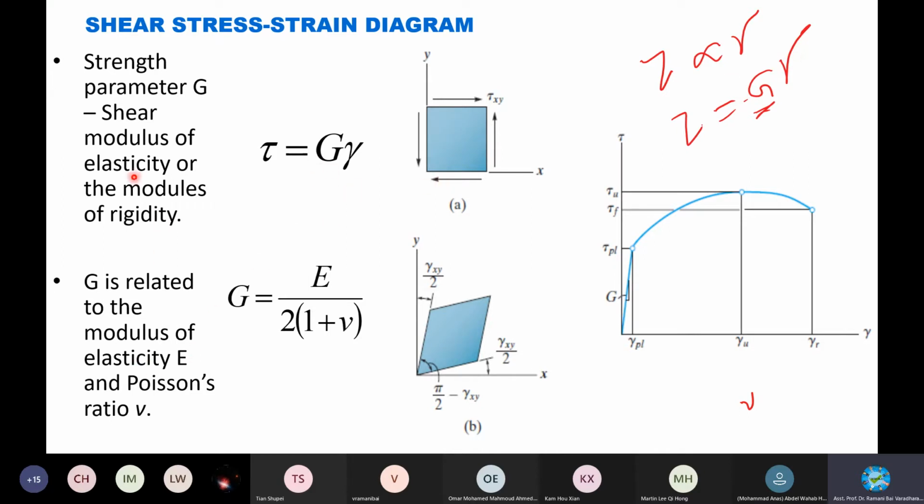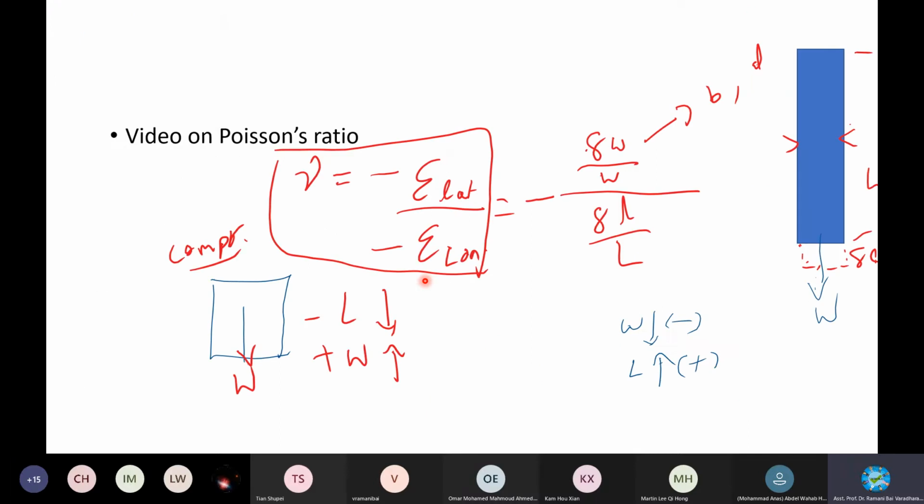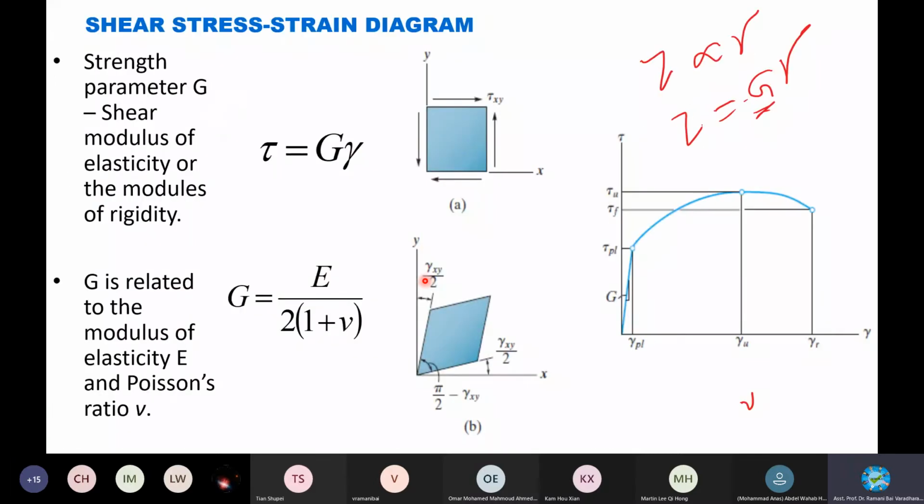I don't know whether it's written here. Later on, but for now you use it as modulus of rigidity. Last time you studied E as modulus of elasticity, and G as shear modulus, or modulus of rigidity.